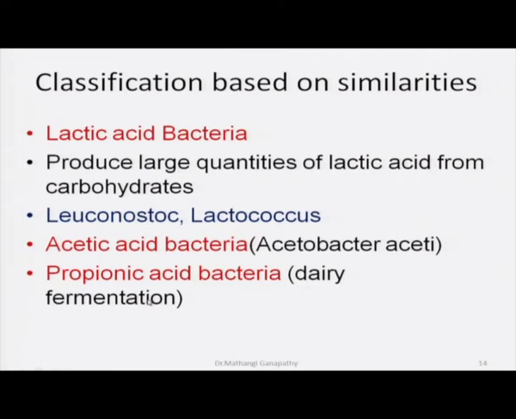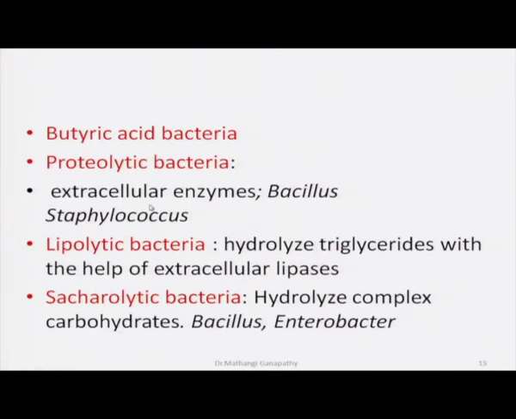As the name indicates, the end product is going to be propionic acid. Like that, we have the butyric acid bacteria. Then we have the proteolytic bacteria. Now, the proteolytic bacteria, as the name indicates, degrade proteins. So for the degradation of these proteins, they synthesize extracellular enzymes. Bacillus, Staphylococcus are examples. So the two aspects here are, one, utilize these for breaking down protein. Two, identify the extracellular enzymes. Then you can have an industrial production of these enzymes and market the enzymes. So there are two aspects in the case of utilizing the proteolytic bacteria.